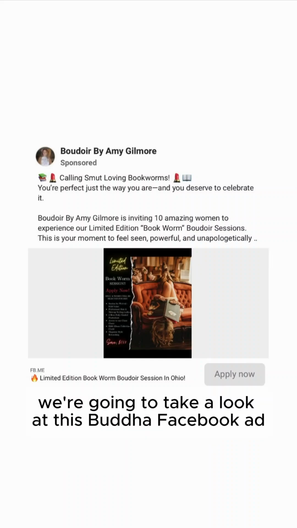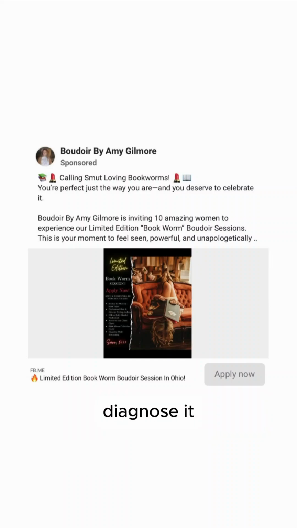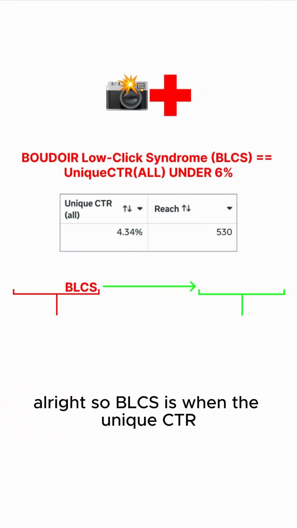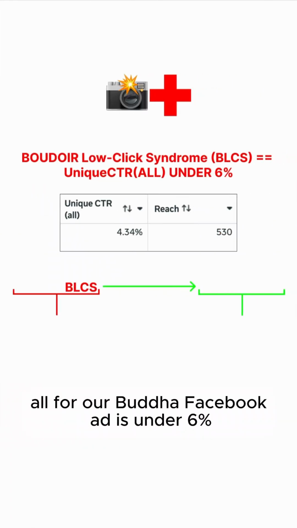All right, we're going to take a look at this Boudoir Facebook ad, diagnose it, see if we believe it has BLCS, aka Boudoir low click syndrome. BLCS is when the unique CTR all for our Boudoir Facebook ad is under 6%.